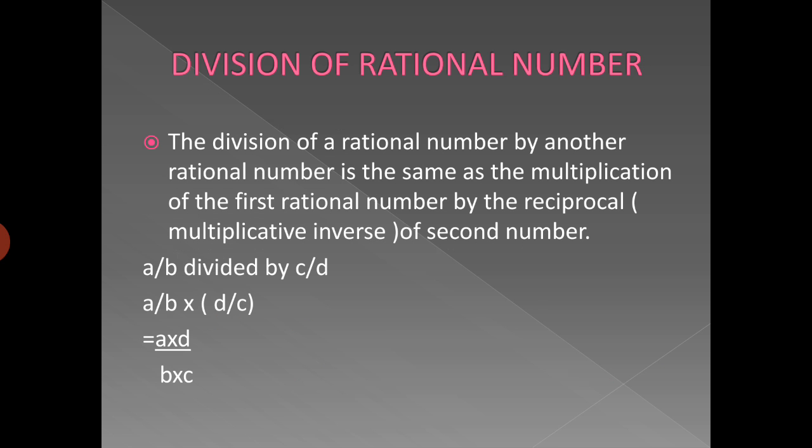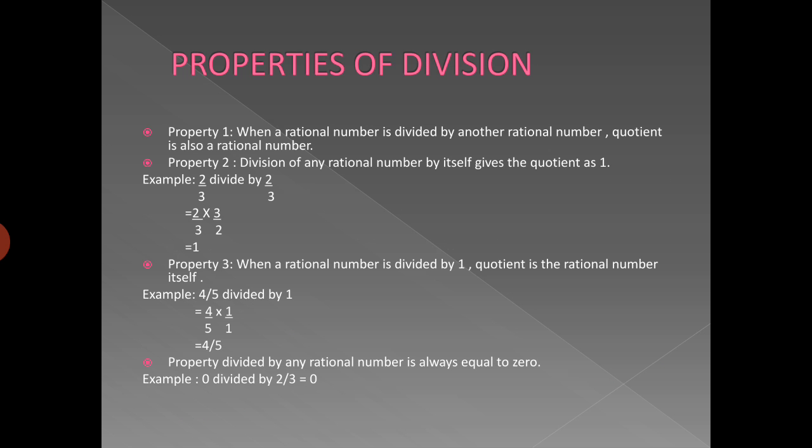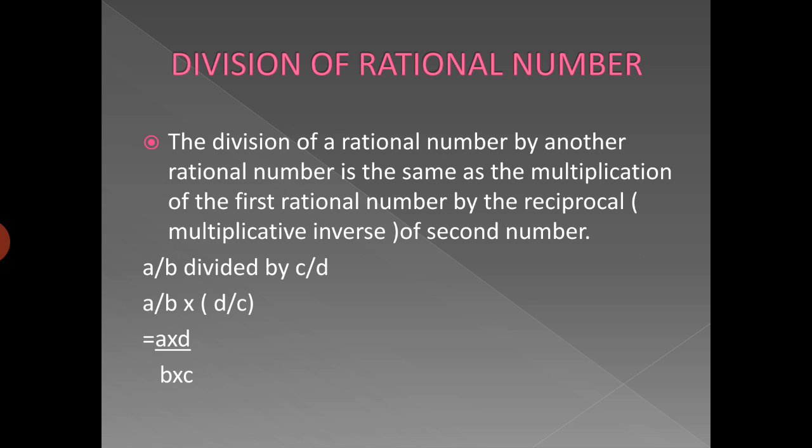The last topic for today is division of rational numbers. It's on page number 50 and 51 of your textbook. So as subtraction is the inverse of addition, division is also related to multiplication of rational numbers. How? Division of a rational number by another rational number is the same as multiplication of the first number by the reciprocal, or we say multiplicative inverse, of the second number.